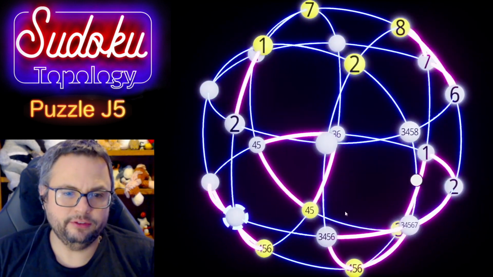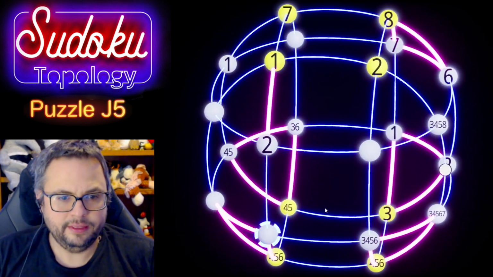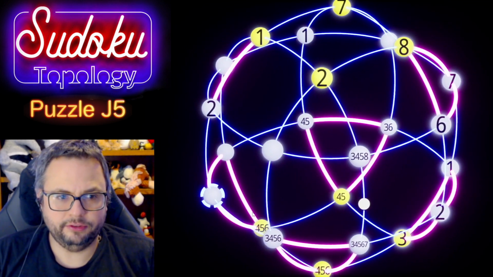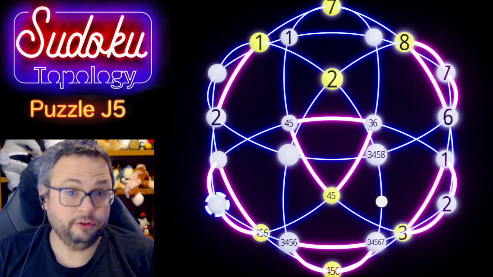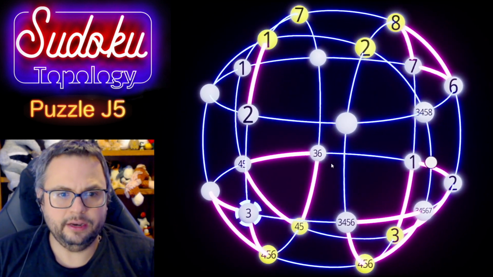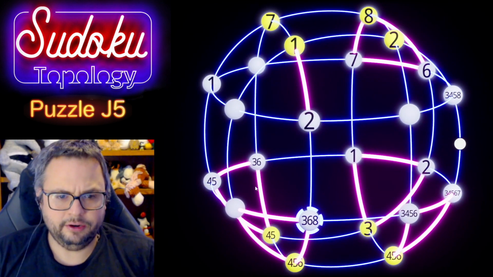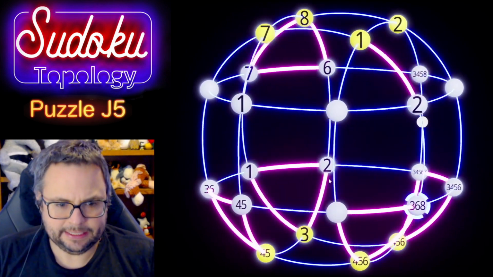This cell I know isn't a 4 or a 5, because this also sees that 4 and 5, so this cell is getting dangerously close to being a naked single, because it's not a 1 or a 2. It could be a 3. It's not a 4 or a 5. And it could be a 6, but it can't be a 7. And it could maybe be an 8.